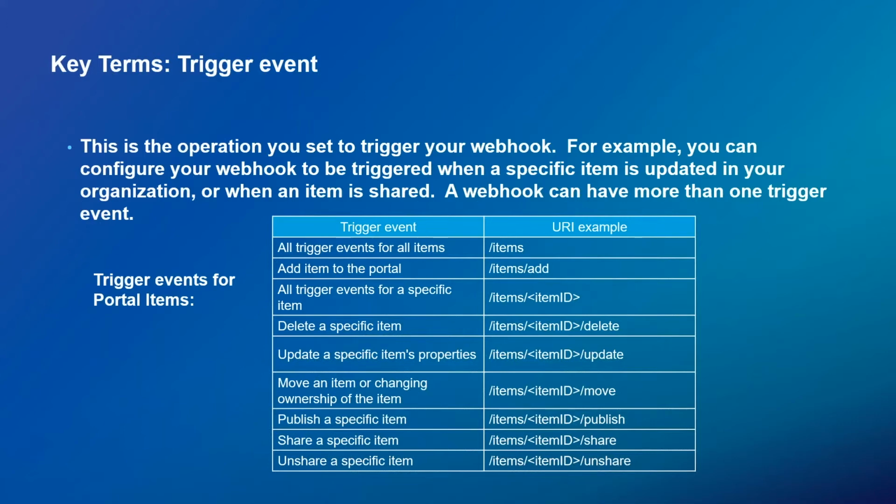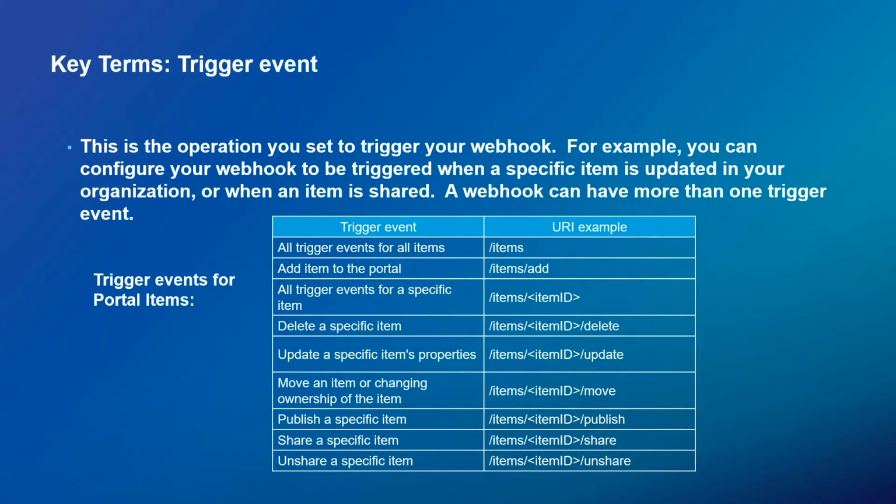And so looking at this table for the trigger events for portal items, you can see it follows this URI pattern. And so at the top, we have high level /items. That's going to give me all of the events for all items in my portal. Or I can narrow it down from there. I can use the item ID to specify one item in my portal that I'm interested in, or I can even specify an operation on a specific item that I'm interested in.